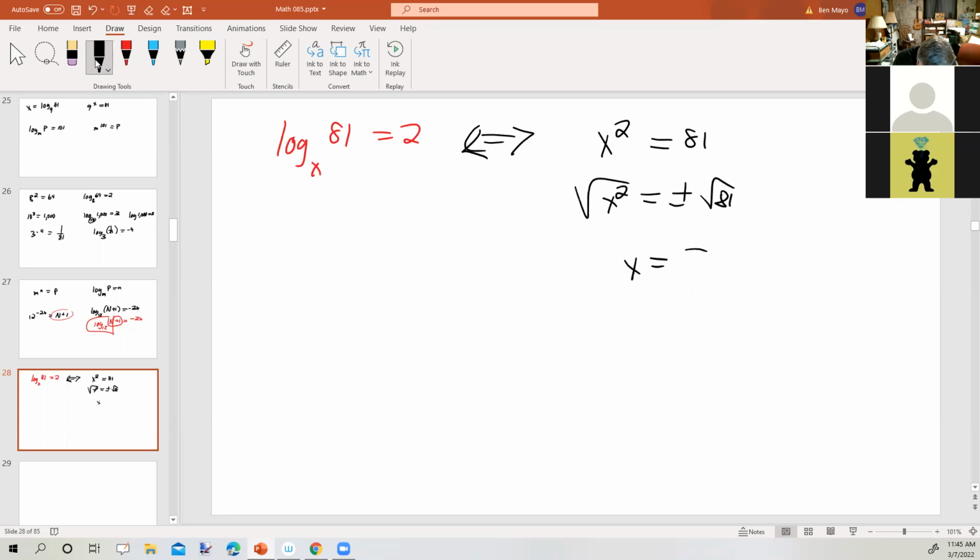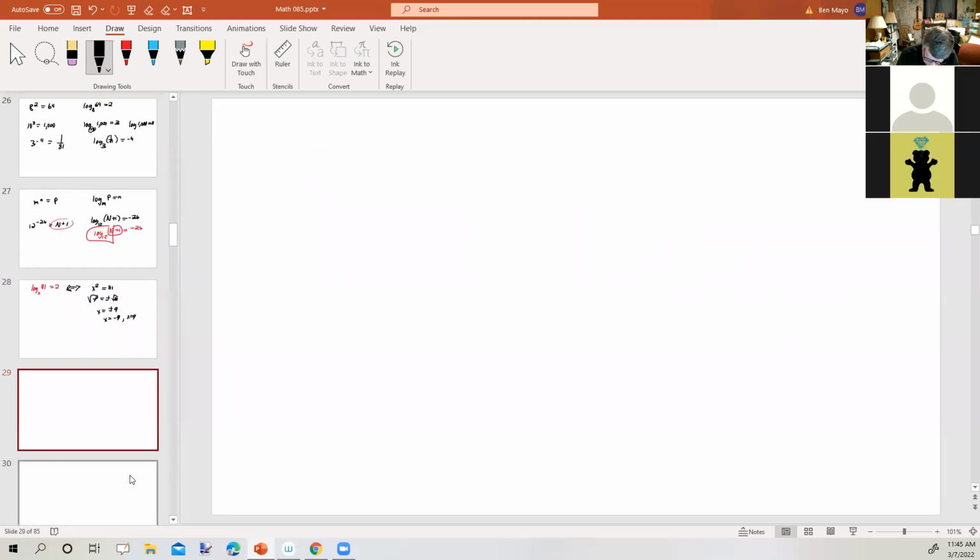So we get x equals plus or minus 9. So x equals negative 9, x equals 9. However, should we have a way to plug this in, we would discover that negative 9 is not a correct answer, that only the positive 9 is a correct answer. So let's figure out why that's true.